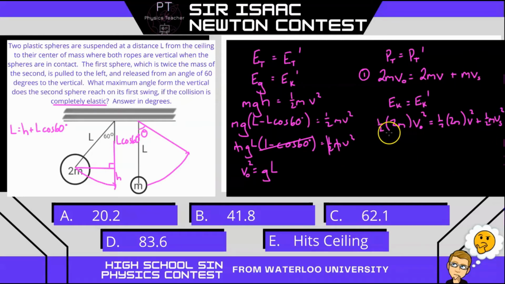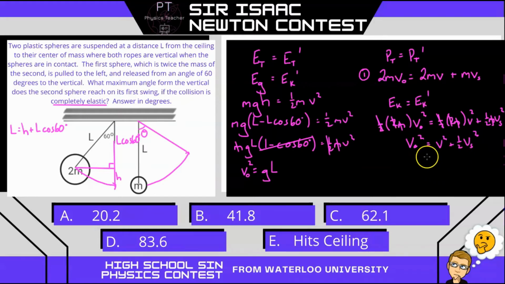Alright, so we can simplify this a bit. So 1/2 and the 2 cancel. Over here, again, 1/2 and the 2 cancel. And we have an m variable in every single term, so they're all going to cancel. And we are left with v naught squared equals v squared plus 1/2 vs squared.